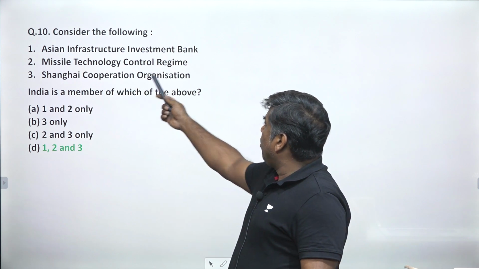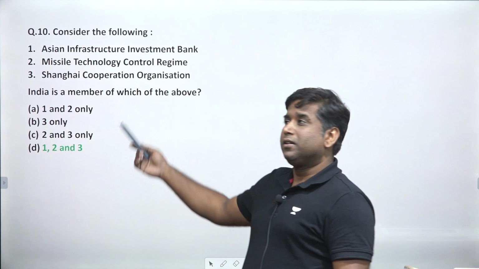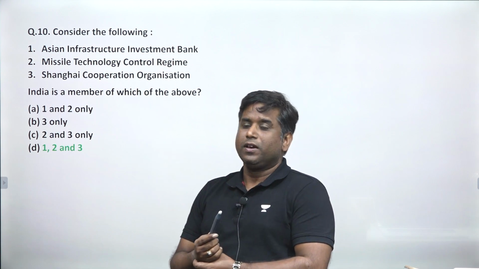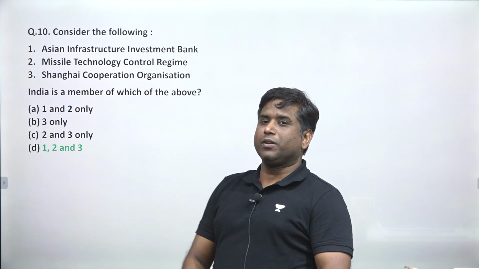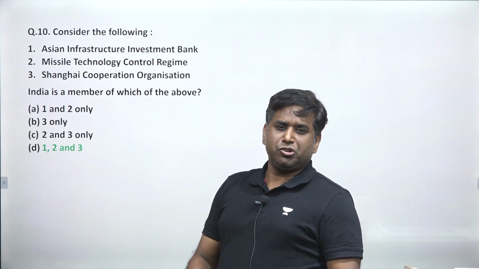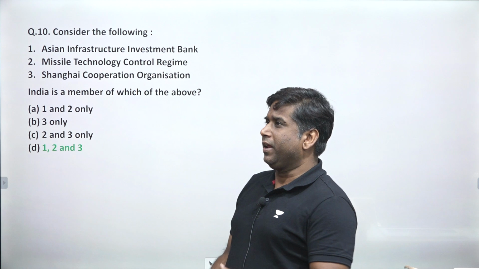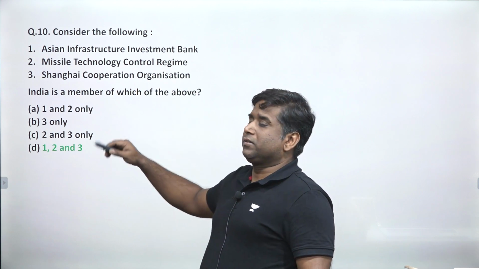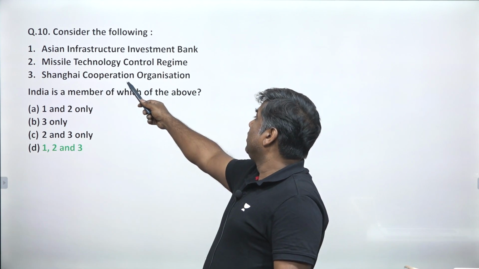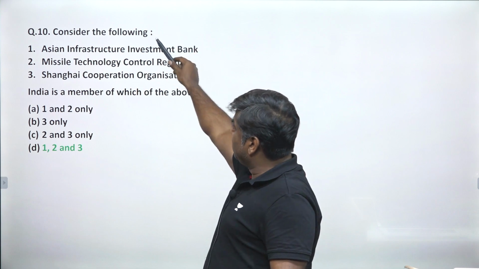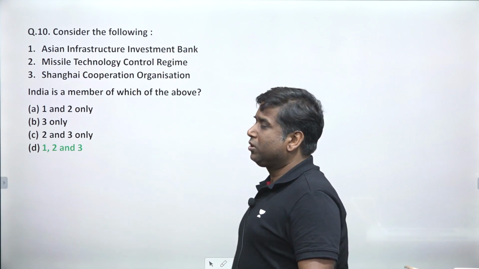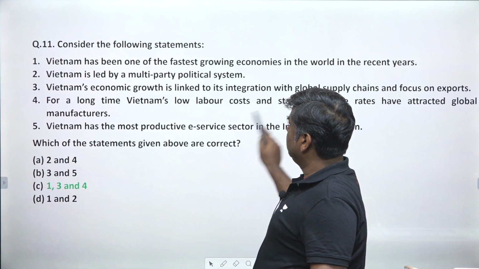Now, Shanghai Cooperation Organization, yes, earlier it was Shanghai 5, and India has been given membership of the Shanghai Cooperation Organization because of the Russians, they proposed our name, China proposed the name of Pakistan. So, India and Pakistan both are members of the Shanghai Cooperation Organization. Statements 1, 2 and 3, all 3 statements are correct.